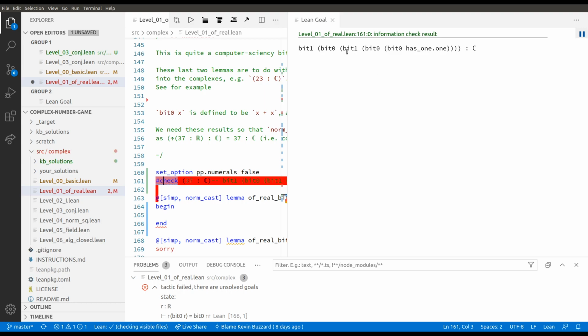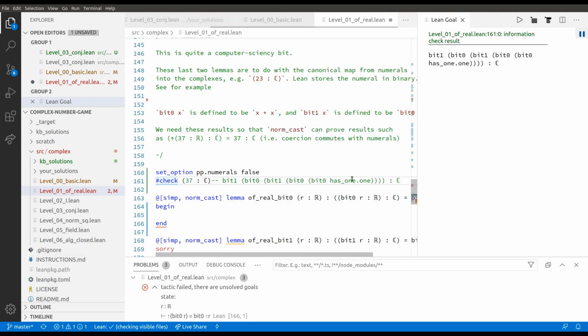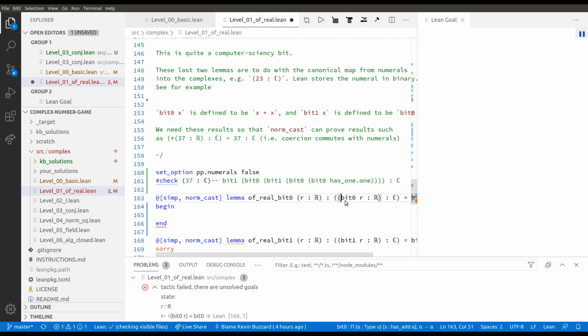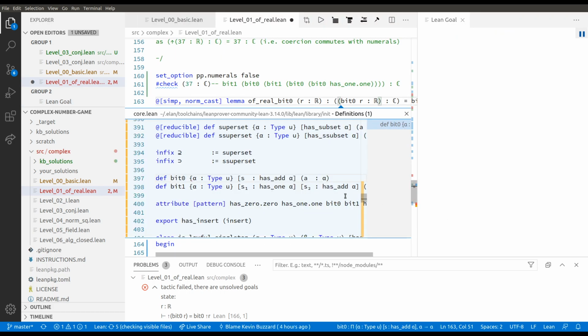So 37 is being stored in binary here, right? So Lean starts off with the complex number 1, and then it says bit 0, bit 0, bit 1, bit 0, and bit 1. So what do these things mean? And I'll tell you what they mean. Bit 0 of x is just defined. We can peek the definition, right? Bit 0 of x, there.